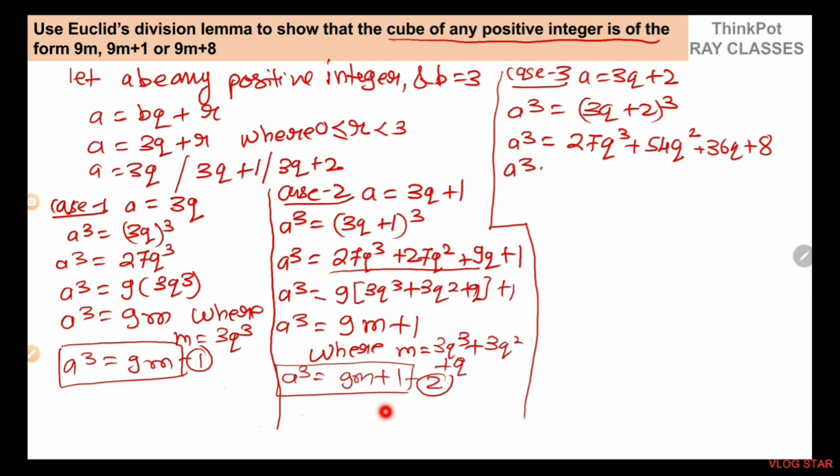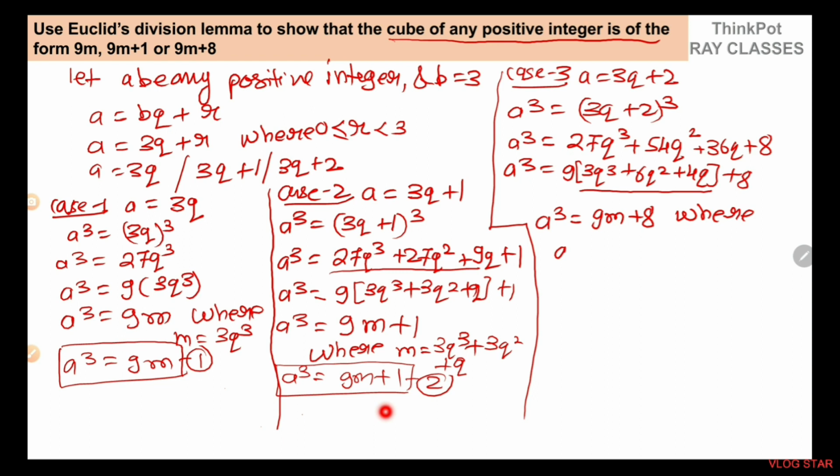So we can see here, we can take 9 common. In the bracket, we will get 3q cube plus 6q square plus 4q. So whatever is in the bracket, take it as m. So we'll get a cube is equal to 9m plus 8, where m is equal to 3q cube plus 6q square plus 4q. So we can say a cube is equal to 9m plus 8.